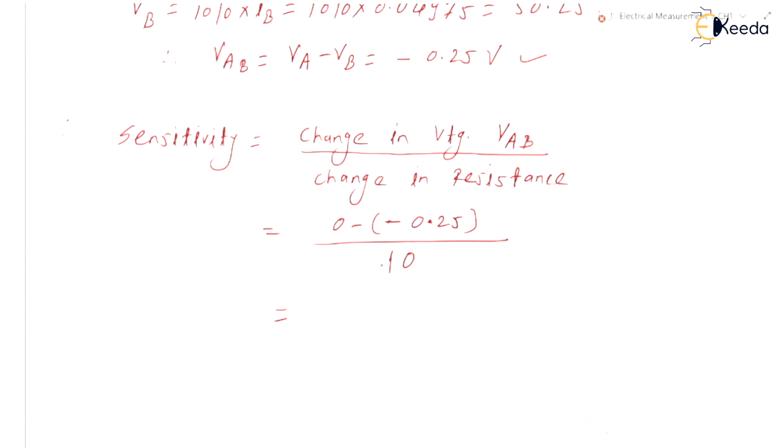That is 0.025 volt per ohm, or we can write it as 25 millivolt per ohm. This is the sensitivity.